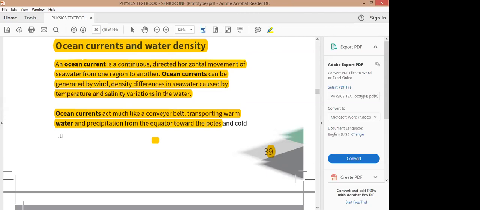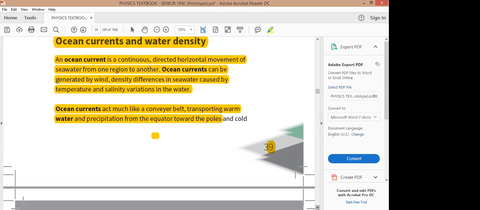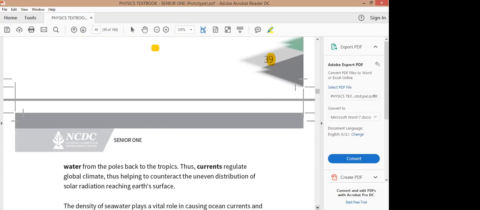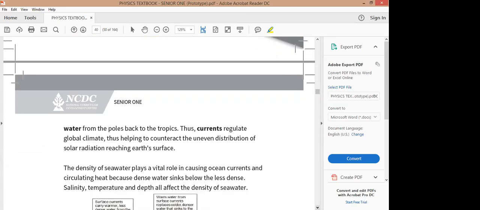An ocean current is a continuous, directed horizontal movement of seawater from one region to another. Ocean currents can be generated by wind, density differences in seawater caused by temperature, and salinity variations in the water. Ocean currents act much like a conveyor belt, transporting warm water and precipitation from the equator towards the poles and cold water from the poles back to the tropics. Thus, currents regulate global climate, thus helping to counteract the uneven distribution of solar radiation reaching Earth's surface.